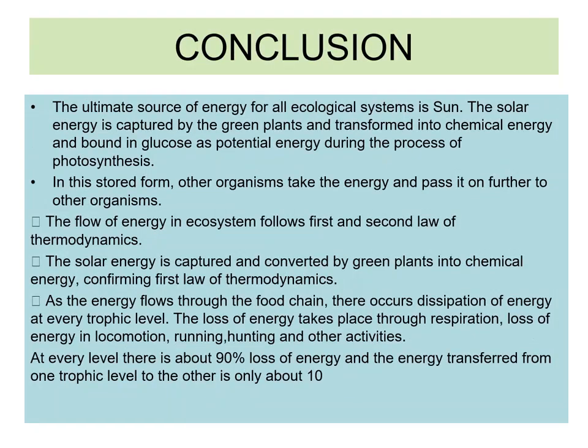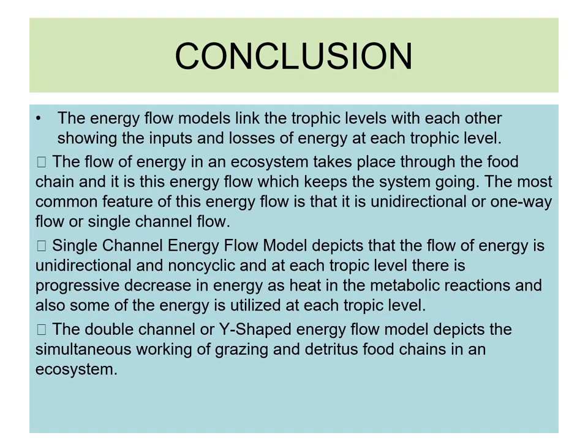So, in conclusion of flow of energy, the ultimate source of energy in all ecosystems is the sun. From the sun, the energy is captured by the green plants. From the green plants, it moves to the consumers, the herbivores and the carnivores. At each and every trophic level, there is a loss of energy in the form of respiration and metabolism, and only 10% of the energy moves to the next trophic level, which is according to the 10% law given by Lindemann, and 90% of the energy is dissipated.